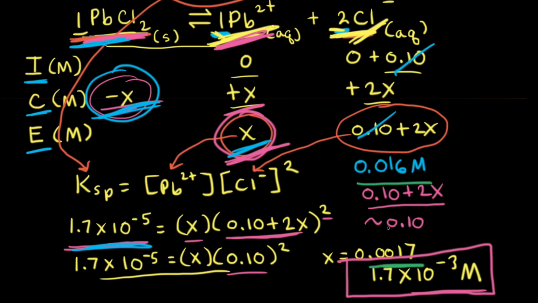Therefore, the addition of a common ion decreased the solubility by approximately a factor of 10. So doing the common ion effect in a quantitative way also shows a decrease in the solubility of a slightly soluble salt because of the presence of a common ion.